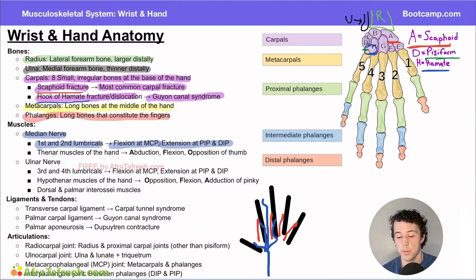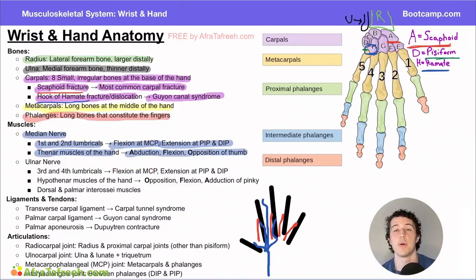Additionally, the median nerve will be innervating the thenar muscles of the hand. So that will be our abduction, flexion, and opposition of the thumb. And so if there's injury to the median nerve, then we're going to see thenar eminence atrophy, in which that meaty part below the thumb becomes a little less meaty and wastes away.